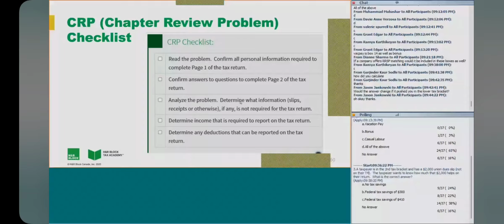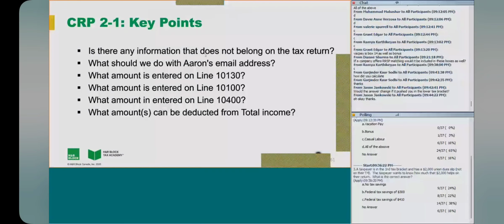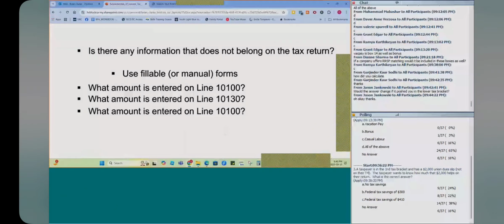And you're going to determine the income that is required to be reported on the return and what isn't, and then determine any deductions that can be reported on the tax return. All right, and then some questions. Is there any information which does not belong on the tax return? What should we do with Aaron's email address and so on? Let me just walk you through the idea here.